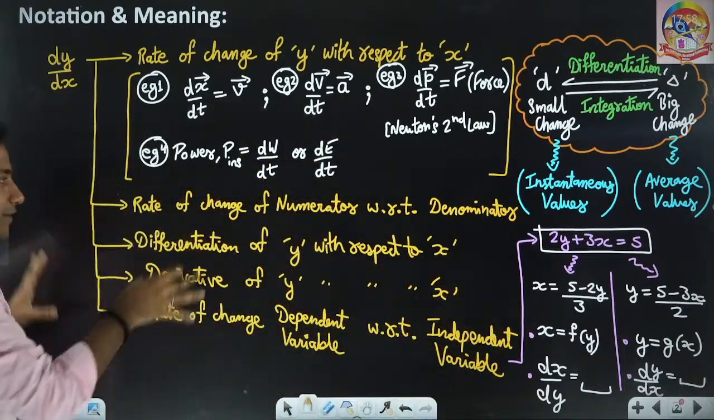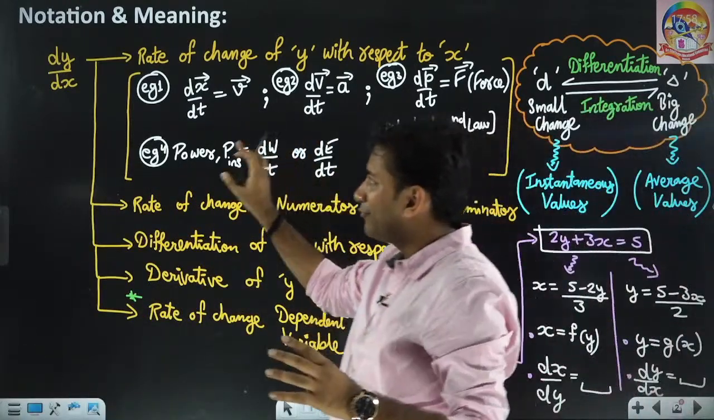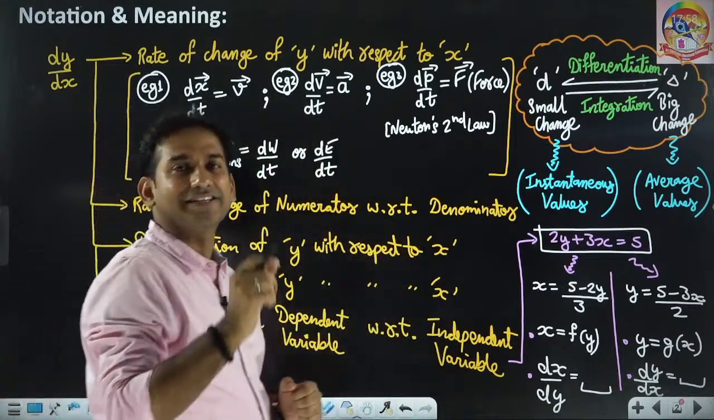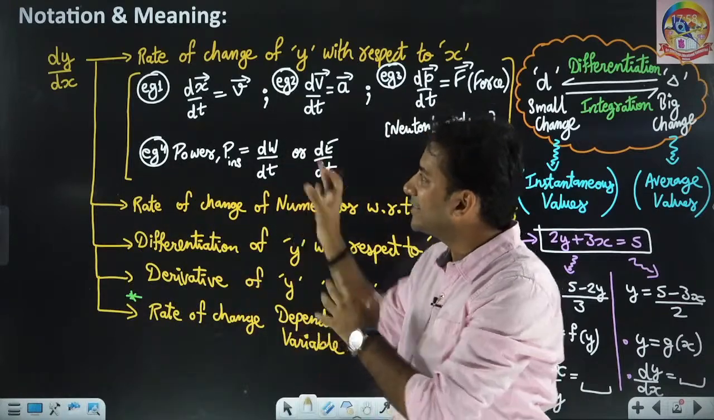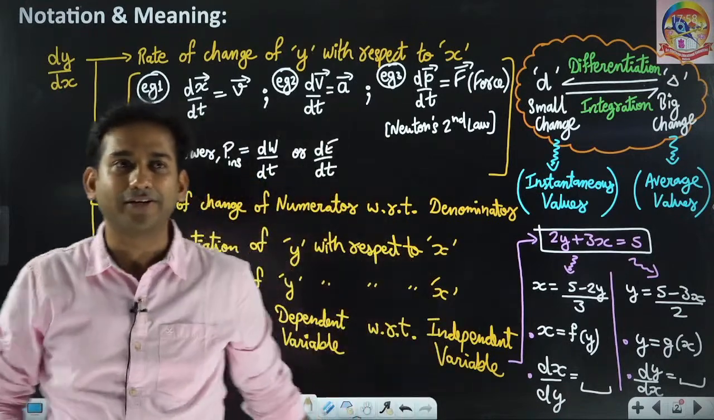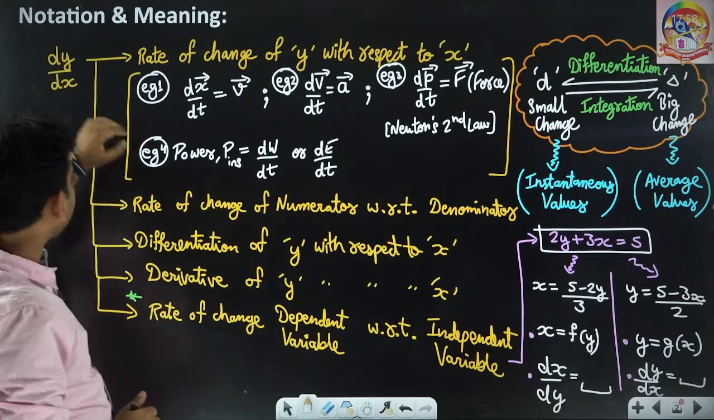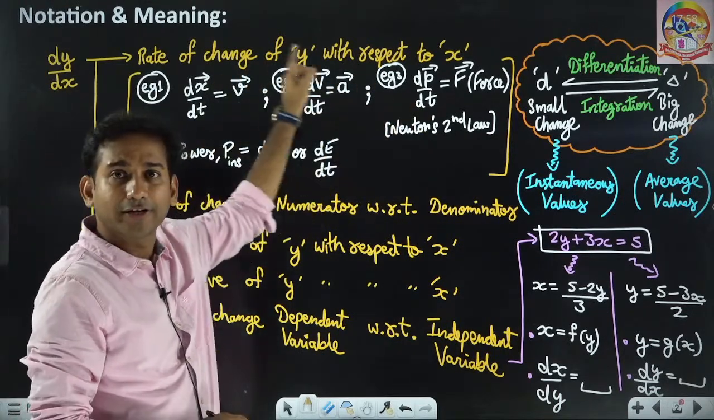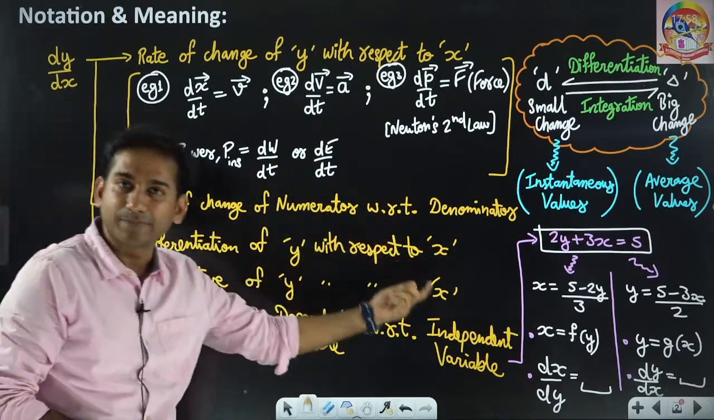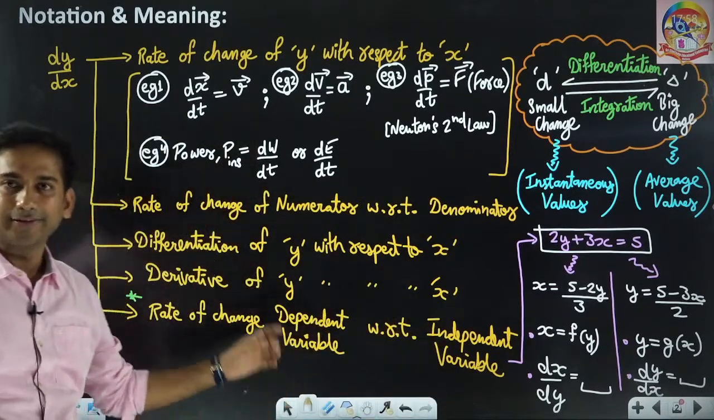Right now we are just trying to get the fear of basic mathematics out of our heart, so that when we see this dy by dx, we should not panic. When we say dy by dx, it should clearly signify the rate of change of one physical quantity with respect to another physical quantity. I hope you are getting it. Just take a quick recap. dy by dx, in terms of language: rate of change of numerator with respect to denominator, rate of change of y with respect to x, rate of change of dependent variable with respect to independent variable.